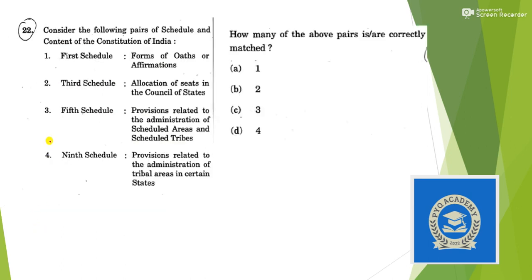Next, again an easy question, first schedule. Now this is incorrect. Third schedule, this is also incorrect. This is correct and this is incorrect. So answer should be option A only.